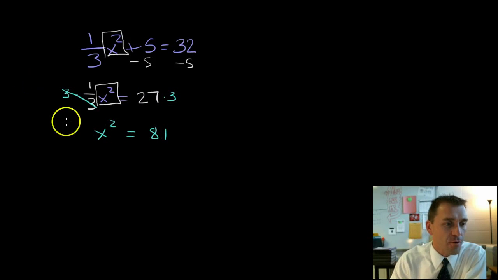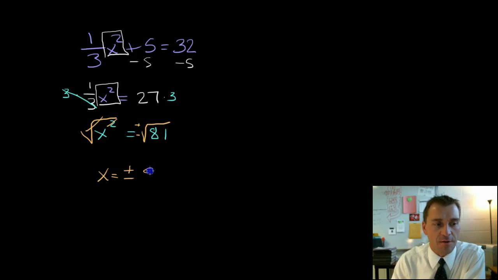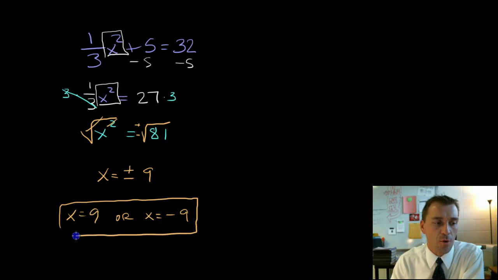Now my next step, beautiful. I square root both sides. Hey, what am I forgetting? Mater, what are you forgetting? That's right, the plus or the minus. So the square root and the square root cancel each other out. That means I'm left with x equals positive or negative square root of 81, which is positive or negative 9. So my answer is x equals 9 or x equals negative 9. There you go.